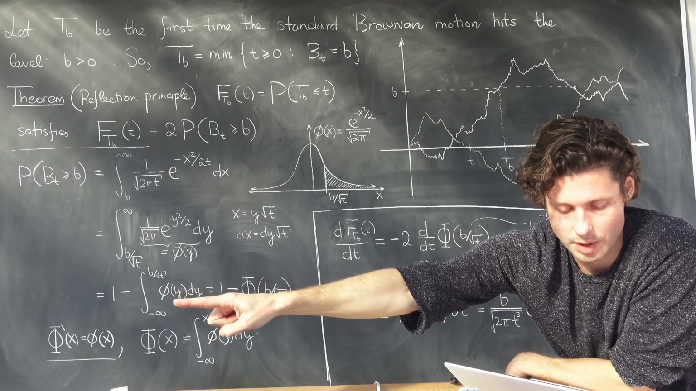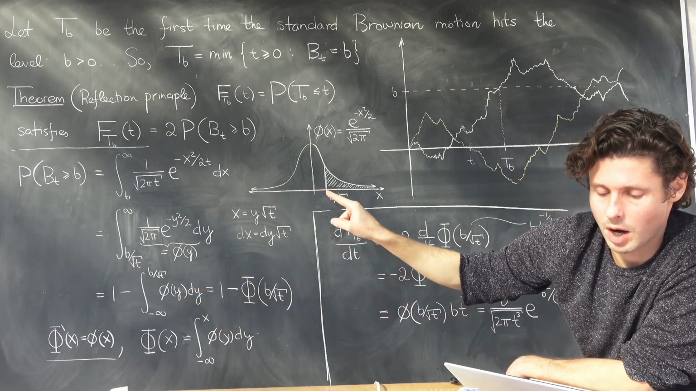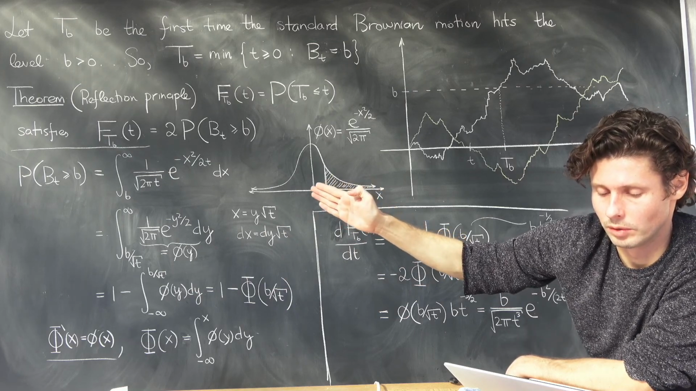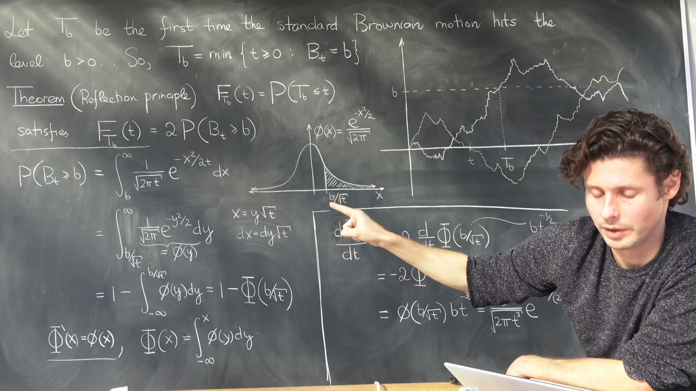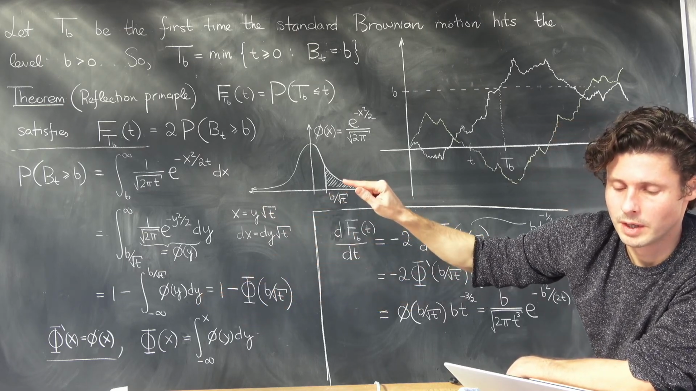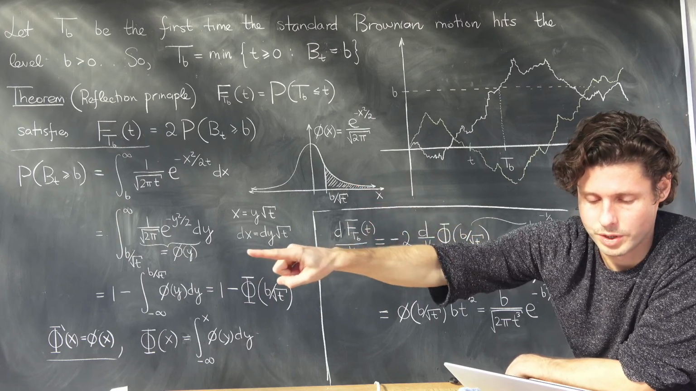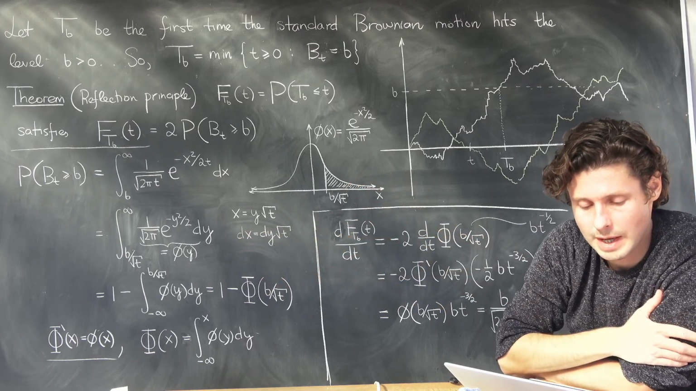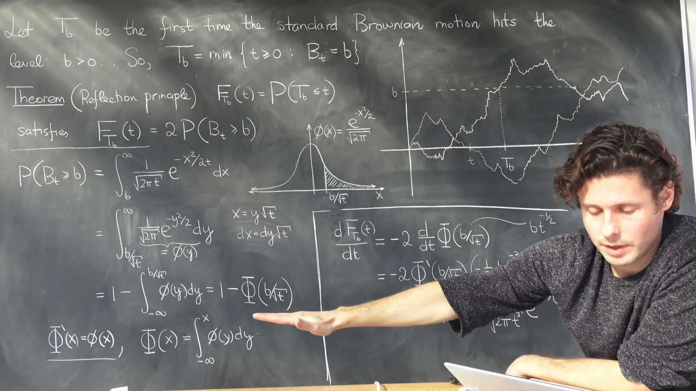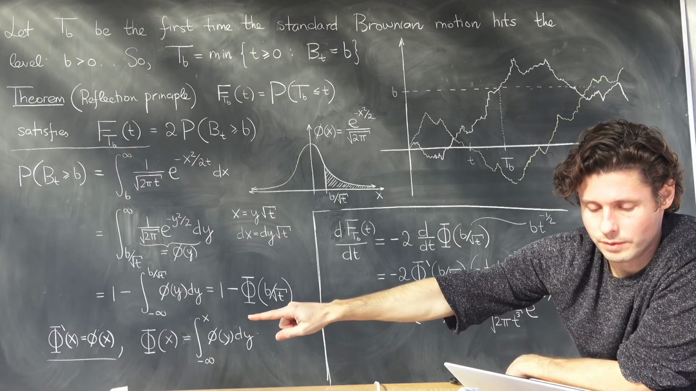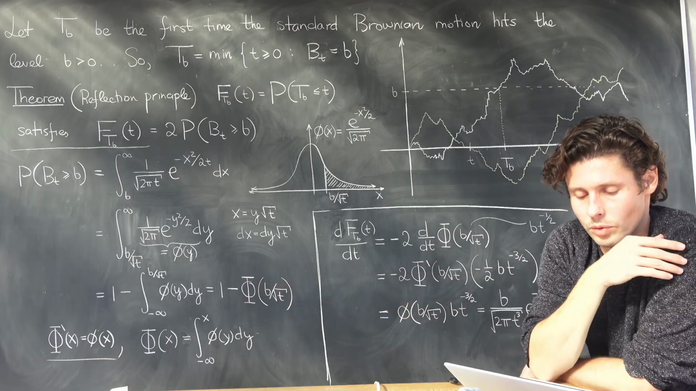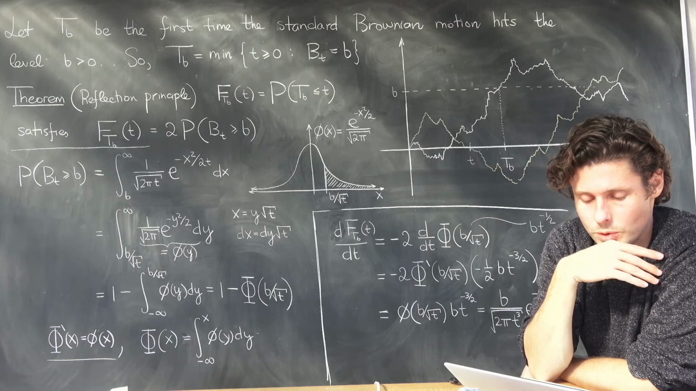So here I'm subtracting from 1 the complement of this integration, meaning I've computed the integral from below the level b over the square root of t in here, and subtracted it from 1 to recover the area under the curve, which is what we originally had. And then here you finally have a clean expression in terms of this standard normal cumulative distribution function.